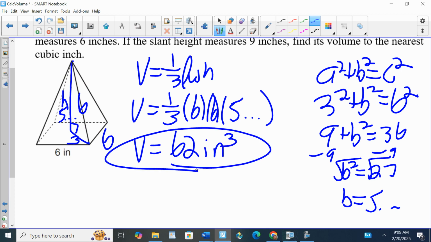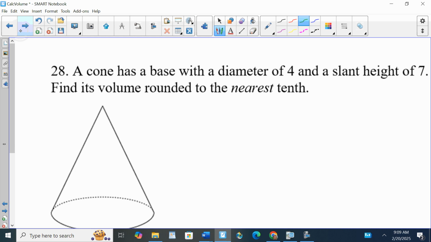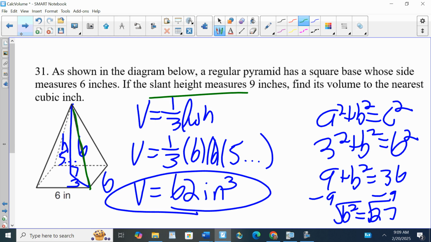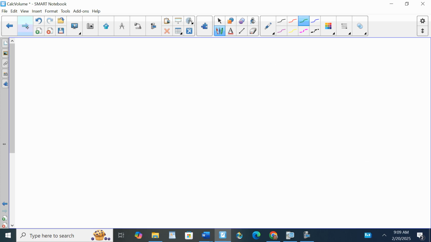So if they give you the slant height in a pyramid or a cone, you're going to have to do Pythagorean theorem to find the height. You're going to have to cut either the diameter or the edge of the square in half to find one leg. The slant height is going to be the hypotenuse, and the height is going to be the other leg. That's really it. I feel like I did a very thorough job of all the different types of ways you may have to calculate volume.